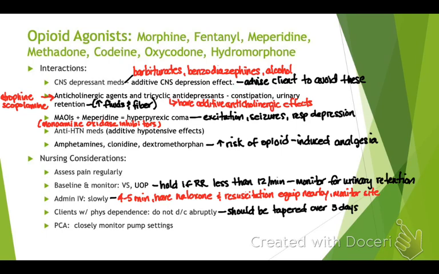Clients with physical dependency to some type of other opioid, you don't want to discontinue abruptly, so you want to taper off the opioid that you're giving them over a 3 to 5 day period. And again, if you're giving these meds through a PCA, you want to monitor closely your pump settings. You want to make sure that your pump is administering the right dosages of your medication.